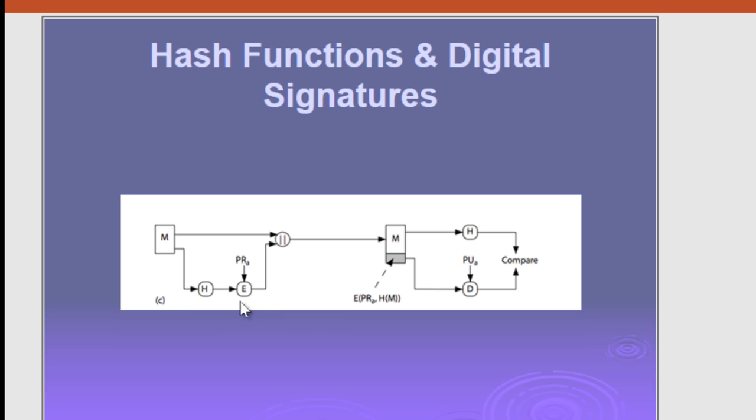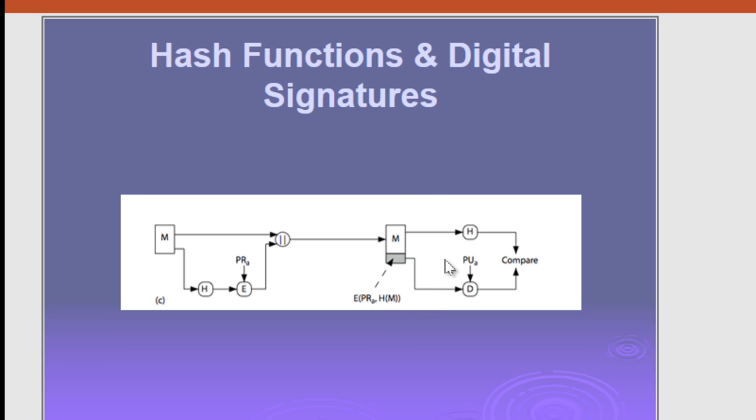So you encrypt the hash, and this encrypted hash is appended to the plain text, and that message is transferred to the receiver. The receiver receives the plain text and also the appended hash code, which is encrypted with the private key of A. This can be decrypted by anyone.